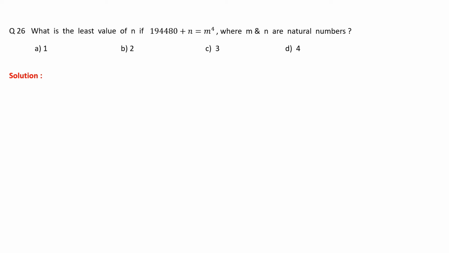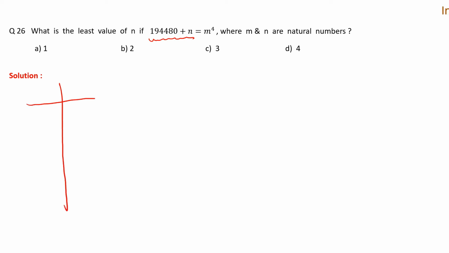Now students, this is the next problem. The question says, what is the least value of n if 194480 plus n is equal to m to the power 4, where m and n are natural numbers. Now it's very much clear from the question that the quantity 194480 plus n is a perfect fourth power. That means it is the fourth power of a natural number. So it also conveys that 194480 plus n will also be a perfect square.